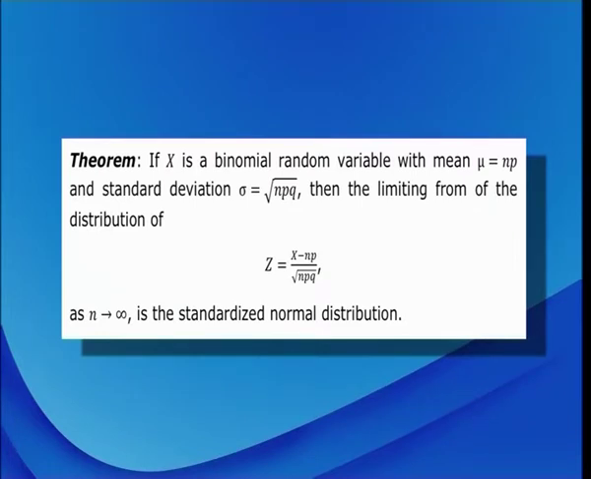If x is a binomial random variable with mean mu equals np and standard deviation sigma equals under root npq, then the limiting form of the distribution of z equals (x minus np) upon under root npq, as n goes to infinity, is a standardized normal distribution.